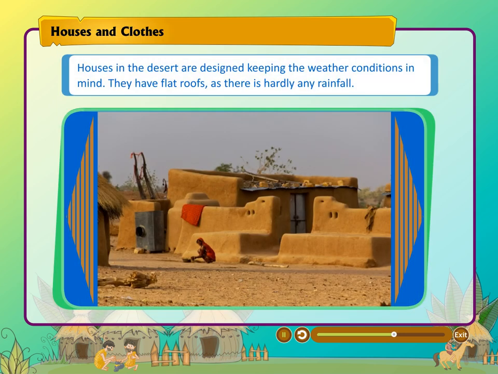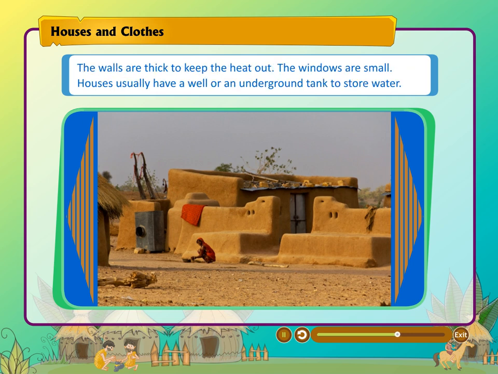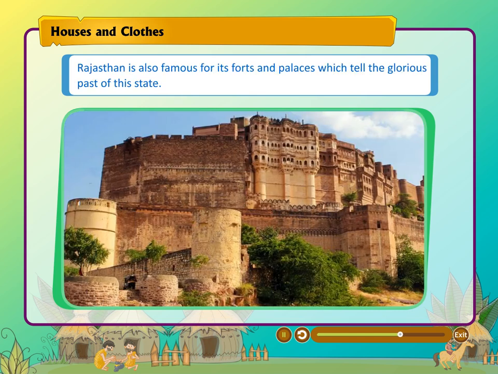Houses and clothes. Houses in the desert are designed keeping the weather conditions in mind. They have flat roofs as there is hardly any rainfall. The walls are thick to keep the heat out. The windows are small. Houses usually have a well or an underground tank to store water.